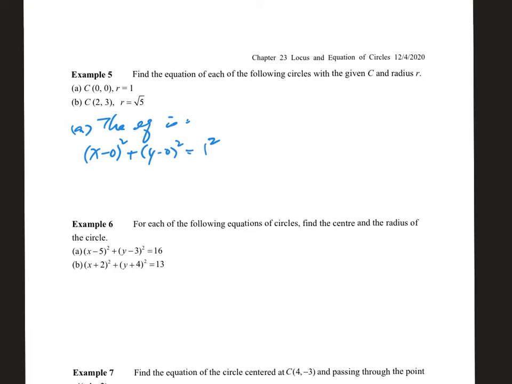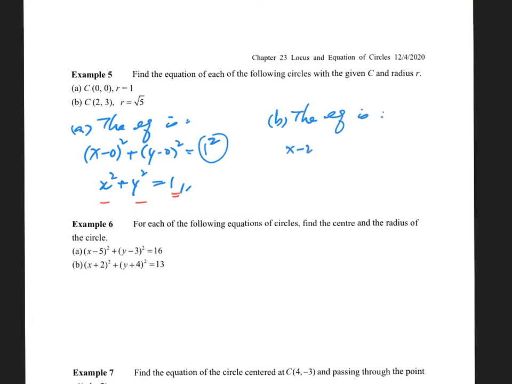And 0 can be omitted. This 1 squared, we don't write 1 squared, but we write 1 directly. So this one is x² + y² = 1, that's all. In your work or in your examination, you can write in this format as well, with the terms about x and y squared on the left-hand side, while the constant term is on the right. If you don't understand much about the format, then part B will give you another better illustration.